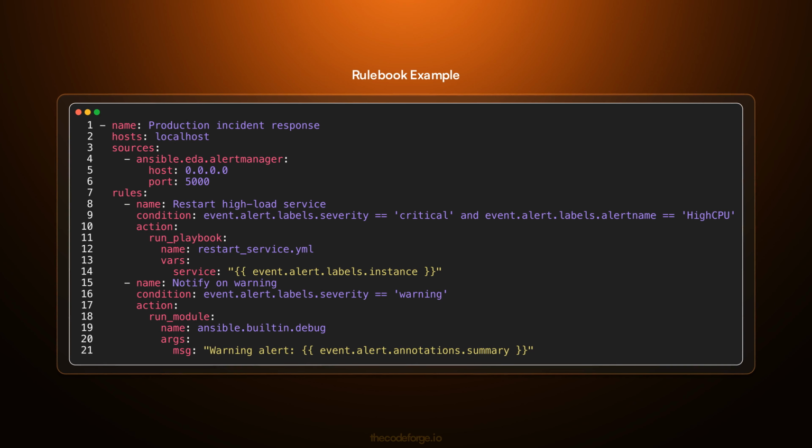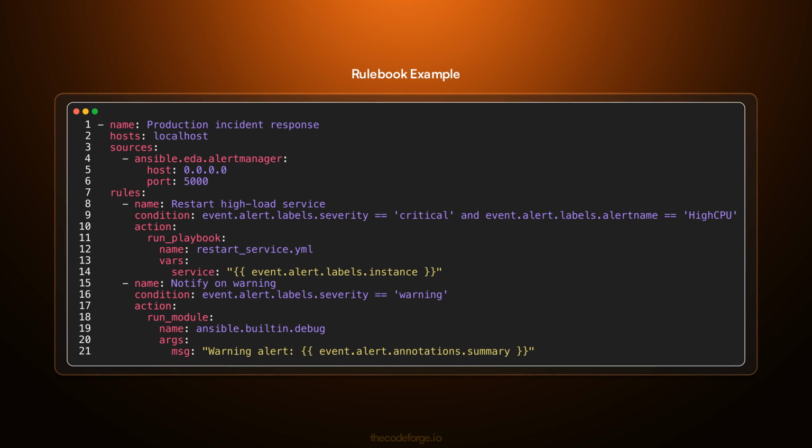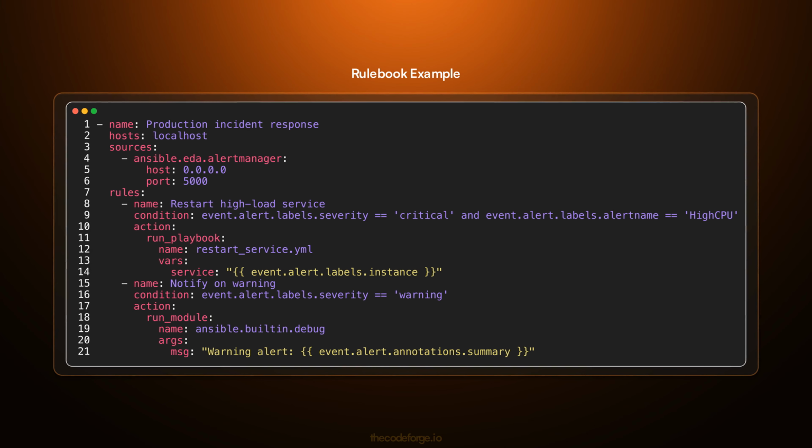This rulebook has 2 rules. The first restarts a service when a critical high CPU alert fires. The second sends a debug message for warning alerts. Rulebooks are evaluated in order. The first matching rule wins.